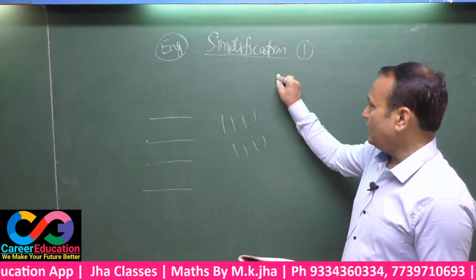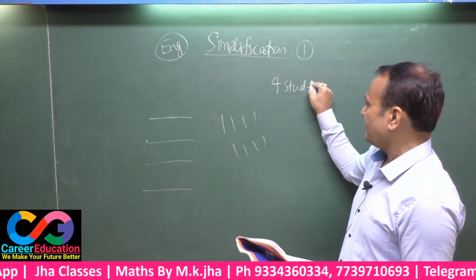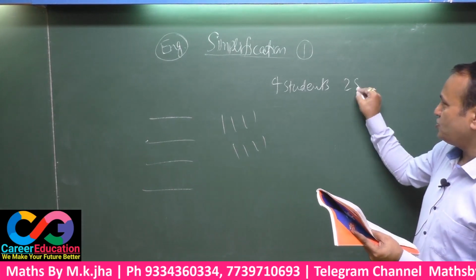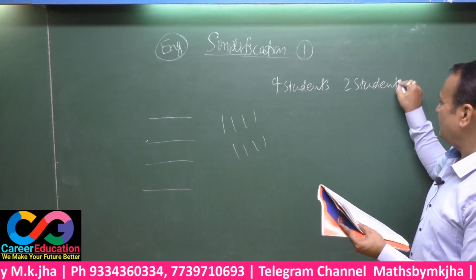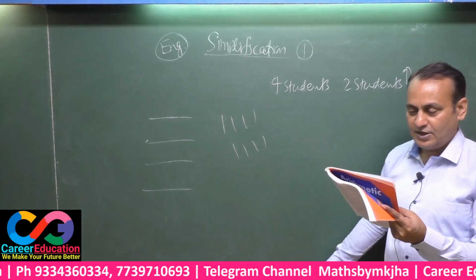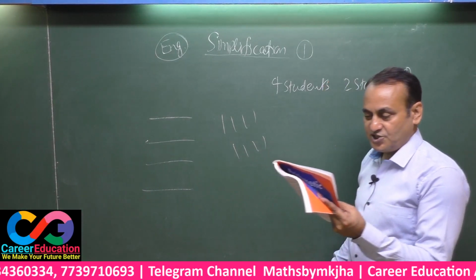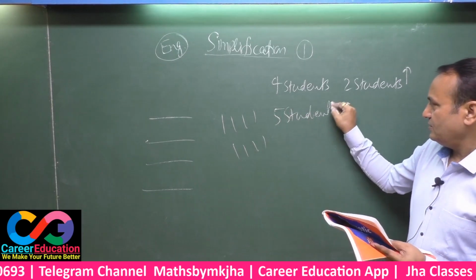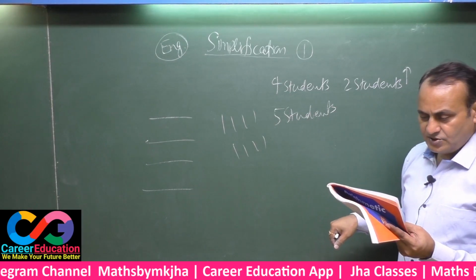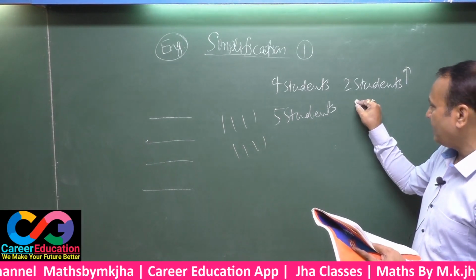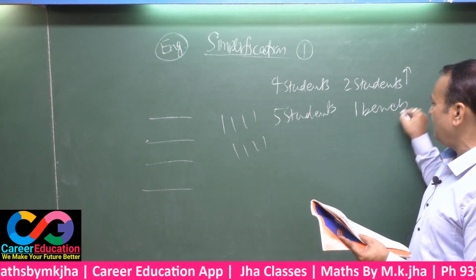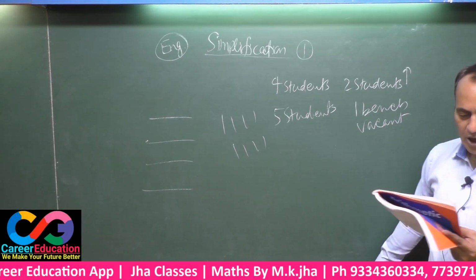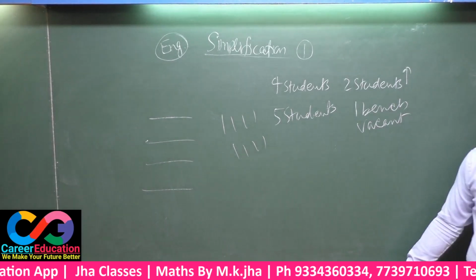The question says to you, if 4 students sit on each bench, 2 students remain standing. That means 2 students didn't get a seat. If 5 students sit on a bench, certainly one bench remains vacant. One bench is completely vacant. You have to point out the number of students in that classroom.